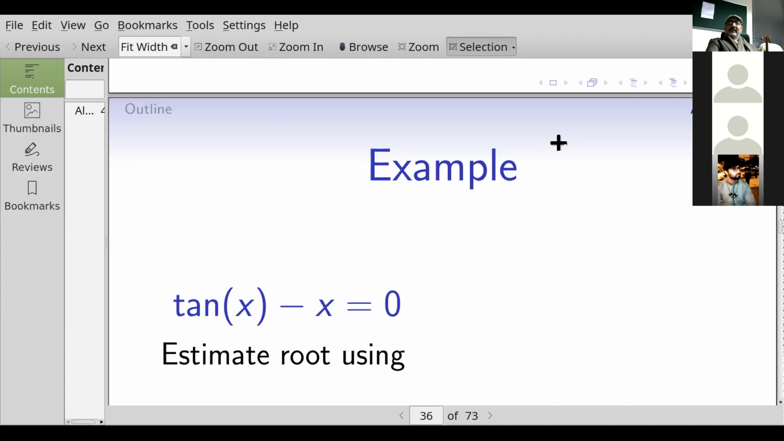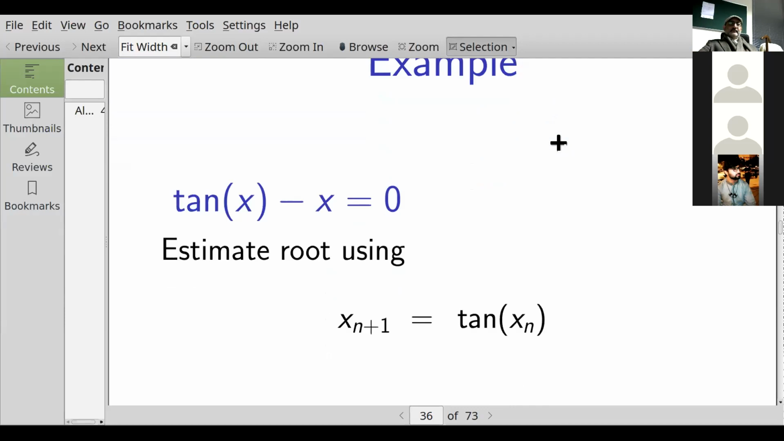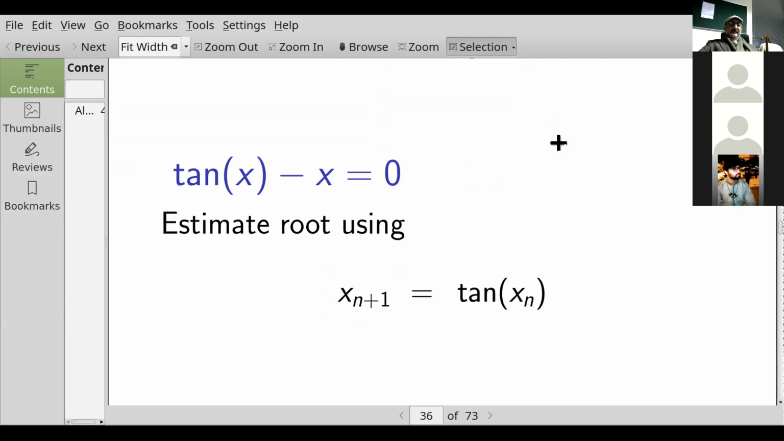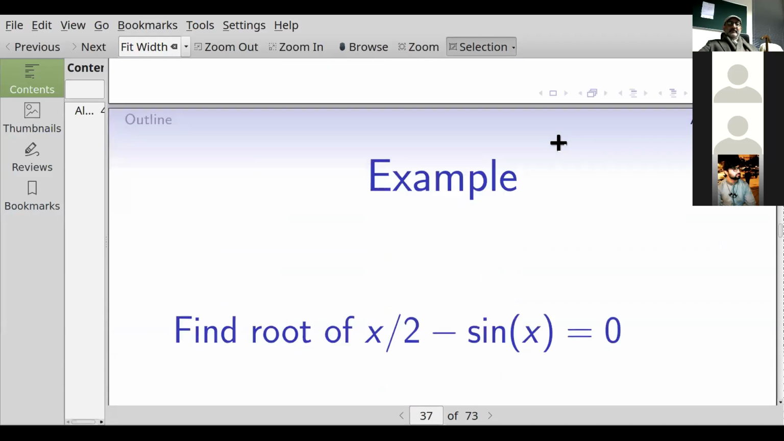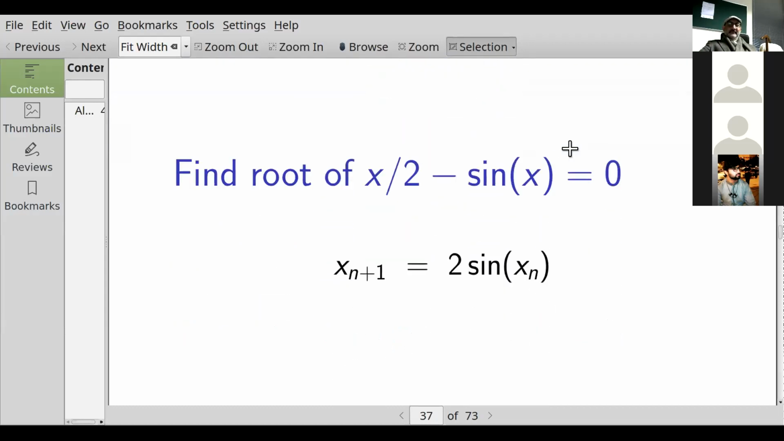x equals tan x. Yeah, x equals tangent of x, right? So x equals tangent of x to the n. Okay, what about this one? x over 2 minus the sine of x is equal to 0. How can I set this up as a fixed point iteration? x_{n+1} is equal to what of x_n? 2 sine x. Right, 2 sine of x_n. Right? Okay.